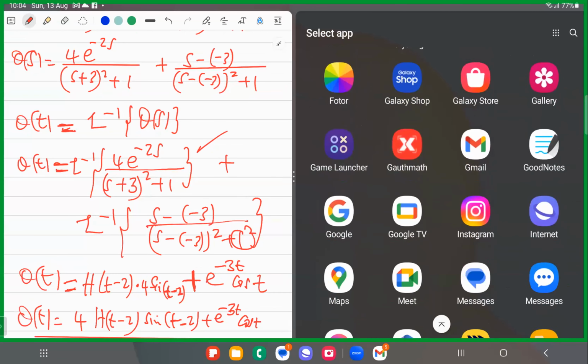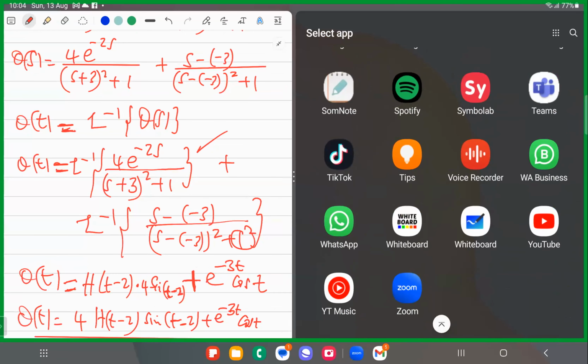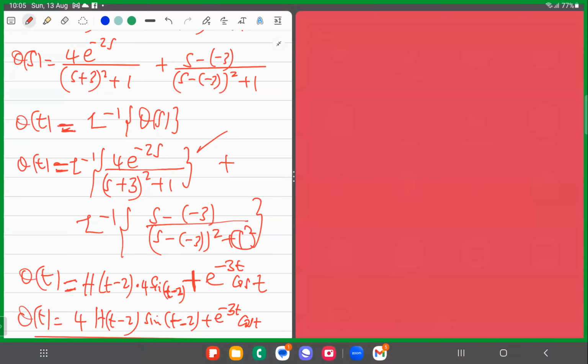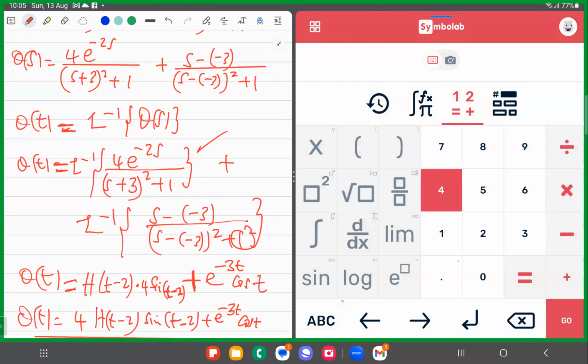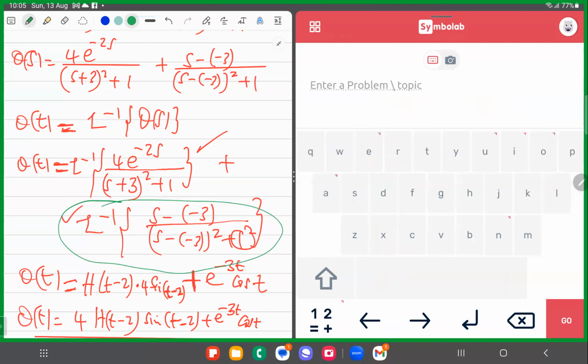Okay, I want to just show how to use the app. Because it's computerized, you can check your answers here as well. So there's something called the Symbol Lab app, and the Symbol Lab app is able to do this. For example, let me start by doing this one. You come and say the inverse Laplace transform.